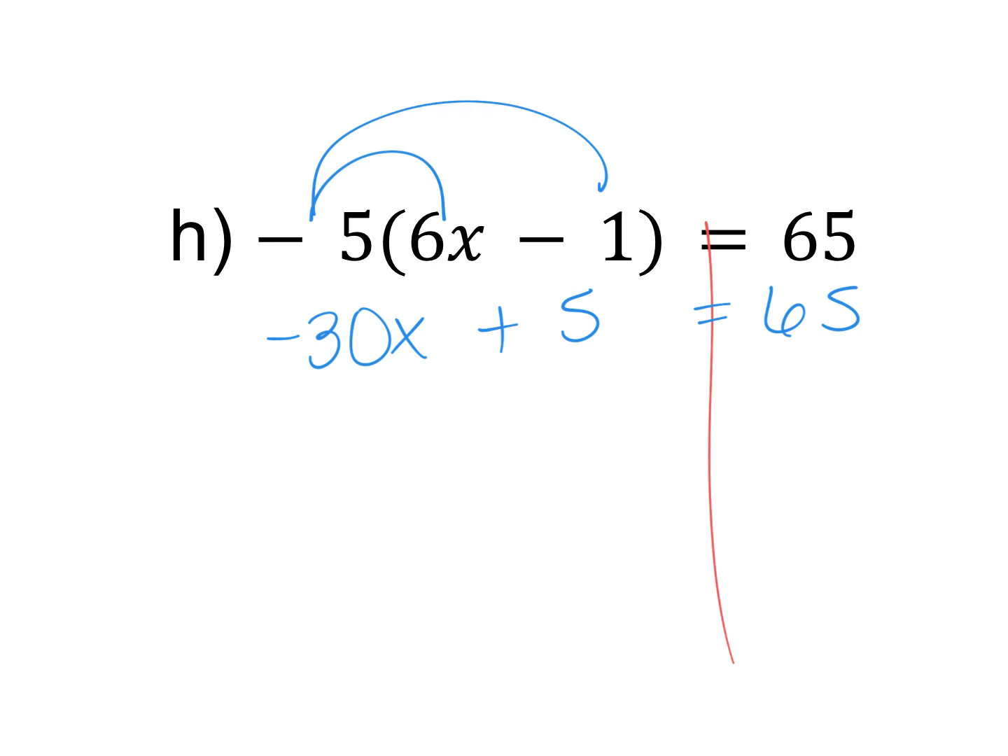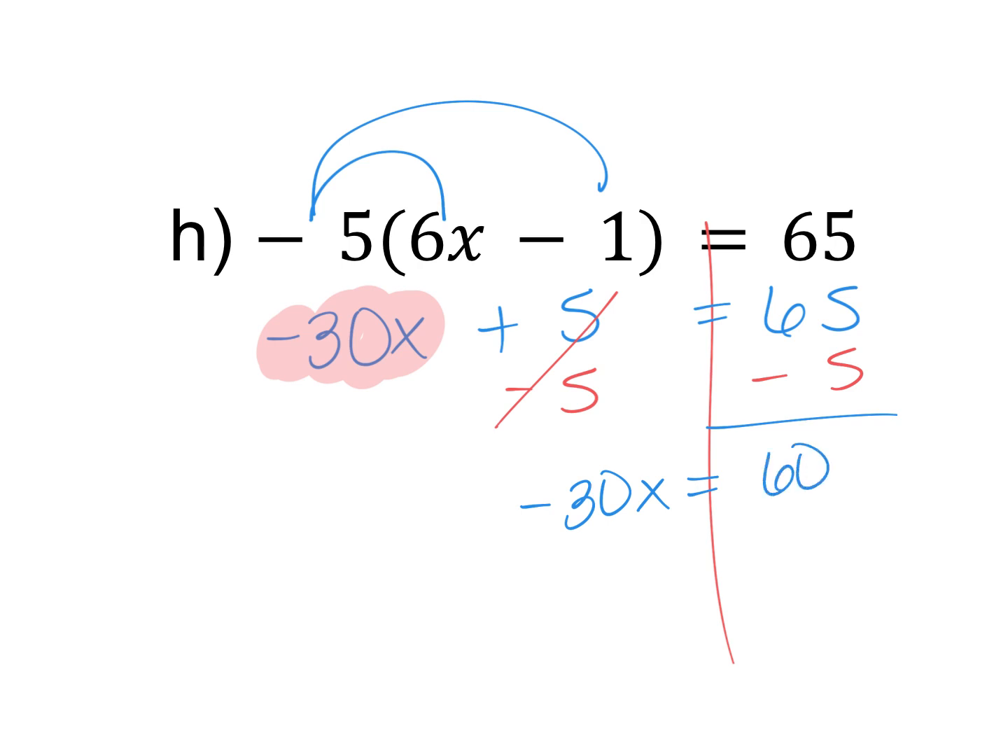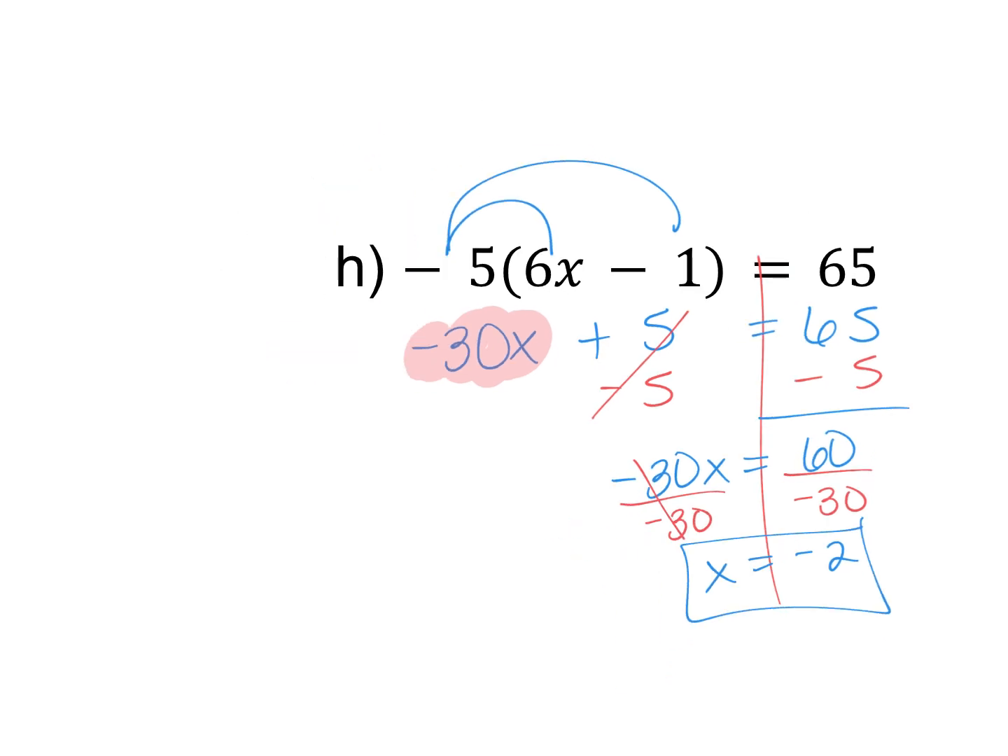Okay, and then let's go ahead and isolate your 30x. So we're going to subtract the 5 to get it away from there. I'm going to drop down the -30x equals 65 minus 5 would give you 60. Divide by -30. So x equals -2. And that's your answer.